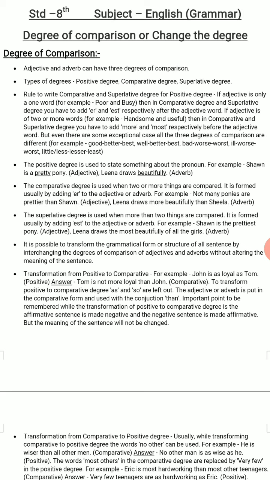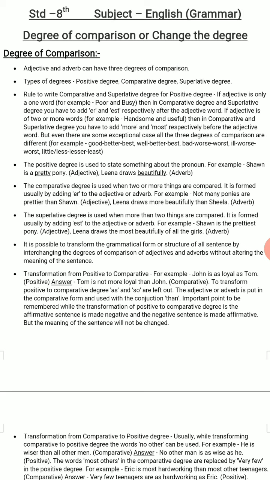In these examples, you can see that all the 3 degrees have 3 different words. But the specific point to understand here is, if you look at the example, good and well are both 2 different words of positive degree. But the answer of comparative degree and superlative degree is the same, that is better and best. Same for bad and ill, they are 2 different words of positive degree, but the answers in comparative degree and superlative degree are the same.